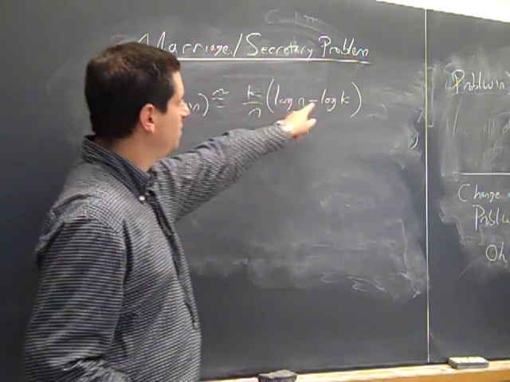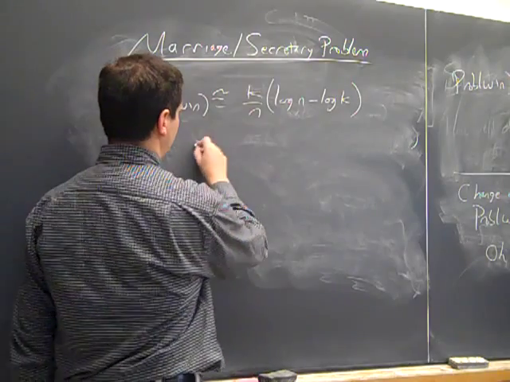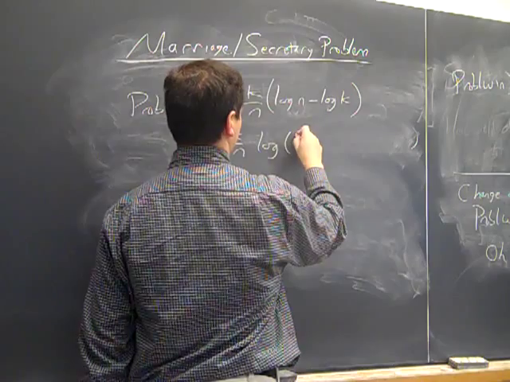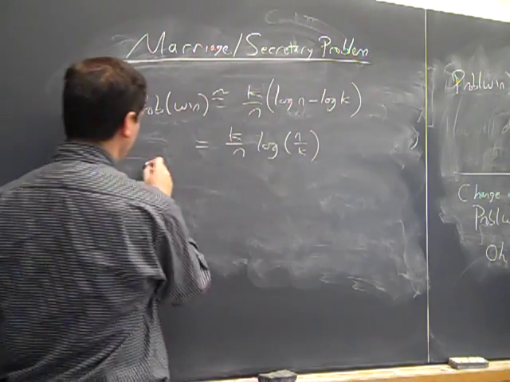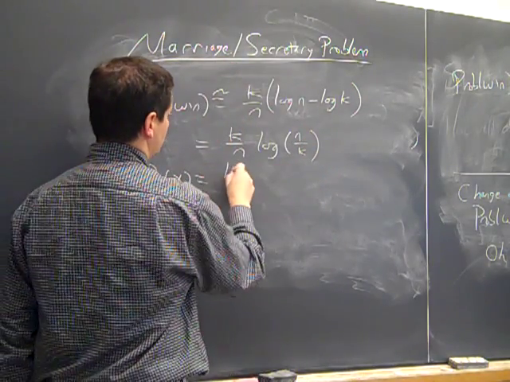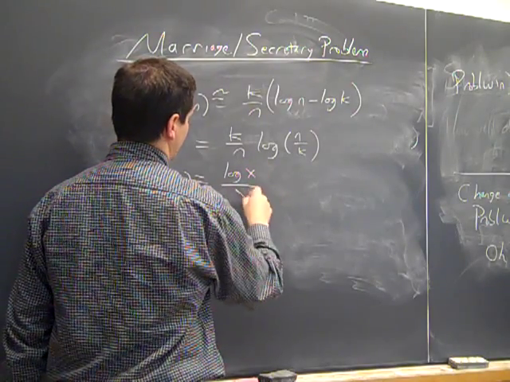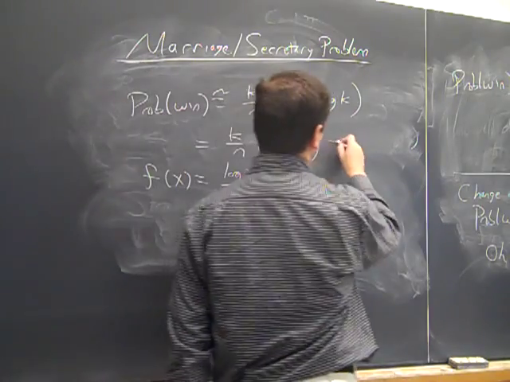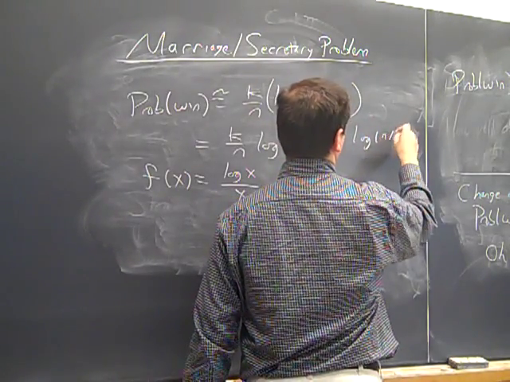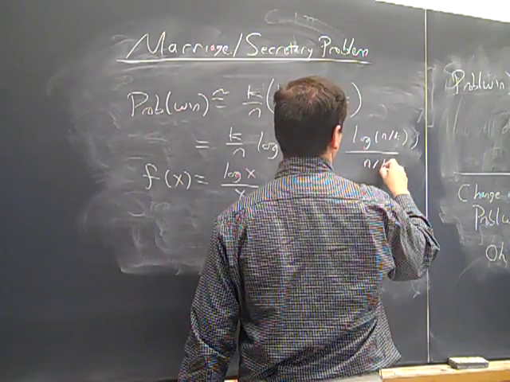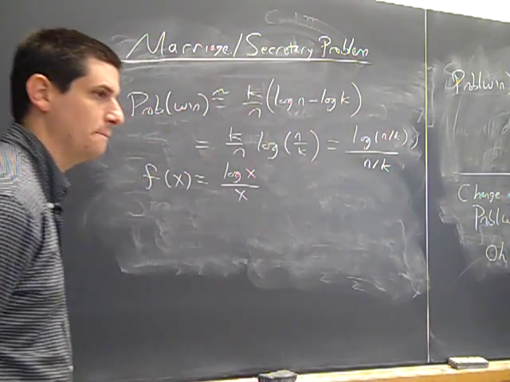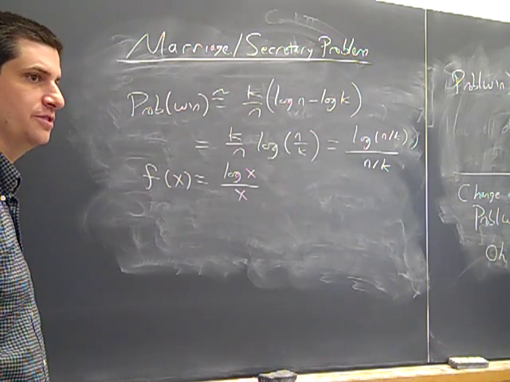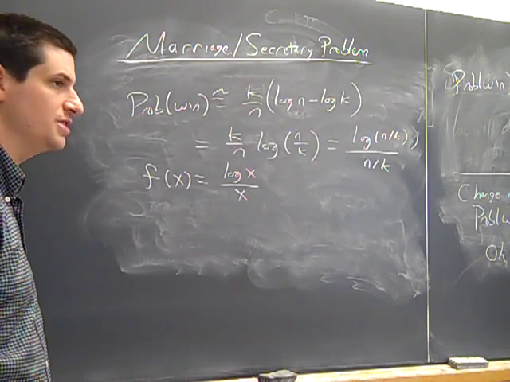So now, what's the log of n minus the log of k? The log of n over k. So consider the function f of x equals the log of x divided by x. This is the same as the log of n over k divided by n over k. I want to figure out where this function is largest. How do I figure out where this function is largest?